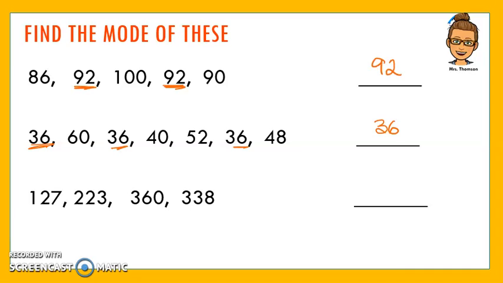Let us look at this one. What is the mode here? I hope it didn't catch you. No mode. This has no mode because there's no number that is repeated. Okay? Make sure you don't write 0 mode because 0 could be a digit. So it is not that the mode is 0. It is that there is no mode.